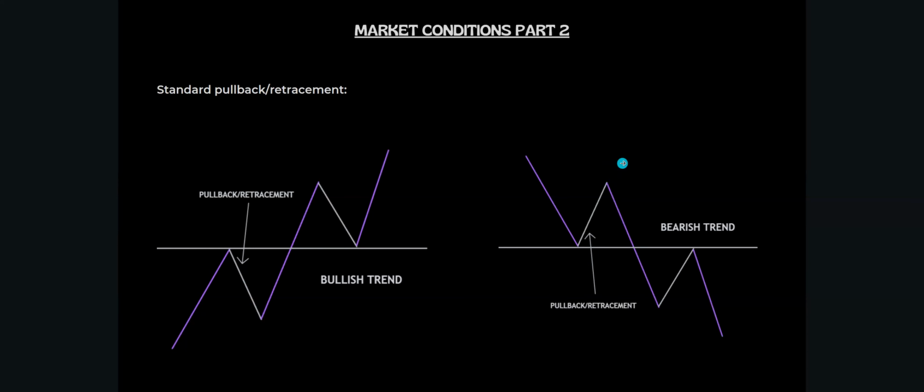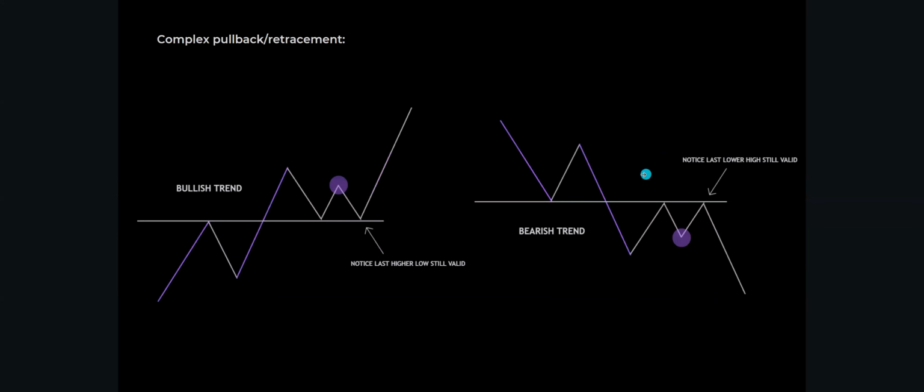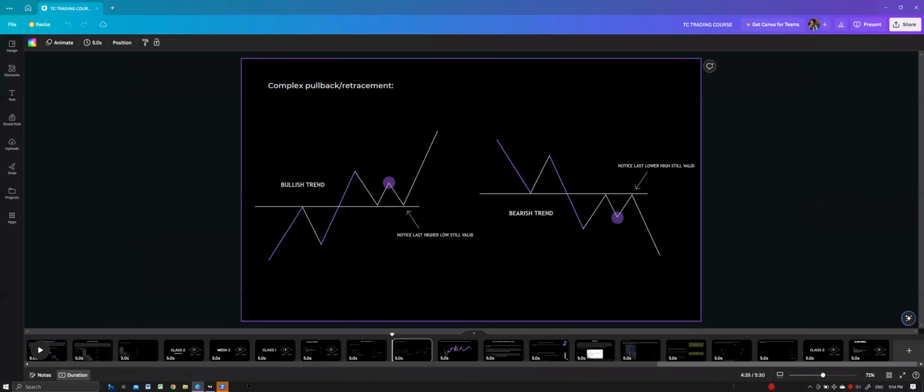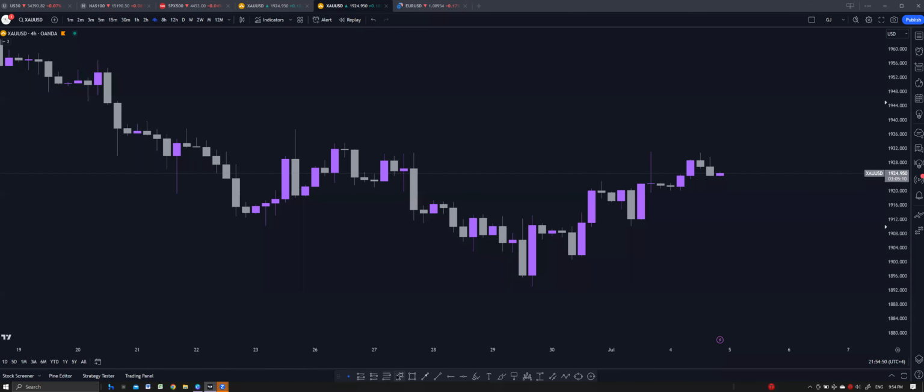And pullbacks and retracements are important for us to actually identify trade opportunities. That's something we'll look into deeper in the course. But this is what we call a complex pullback or retracement. So all we have seen till now is a perfect bullish trend, a bearish trend, and a consolidation trend, where my price perfectly keeps moving upwards or downwards, right?